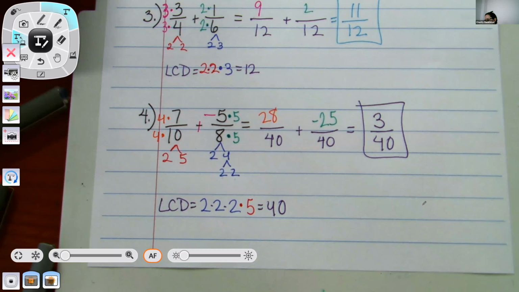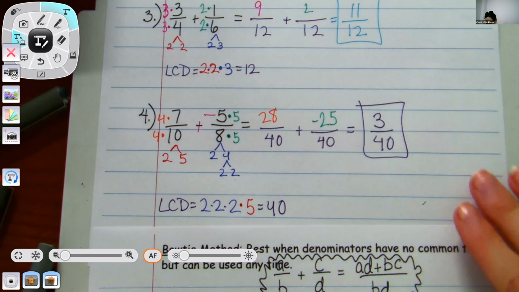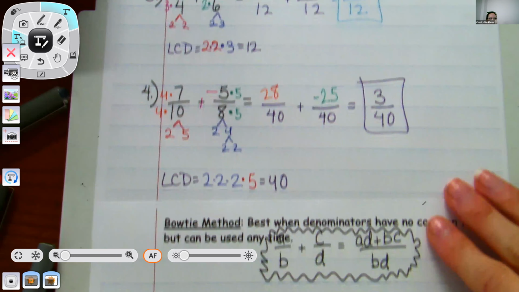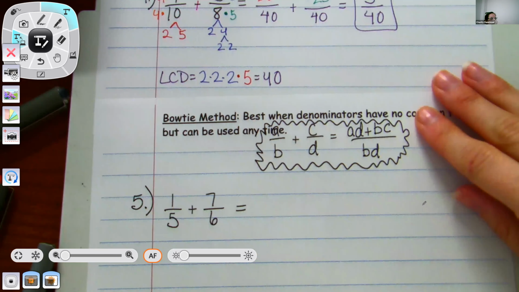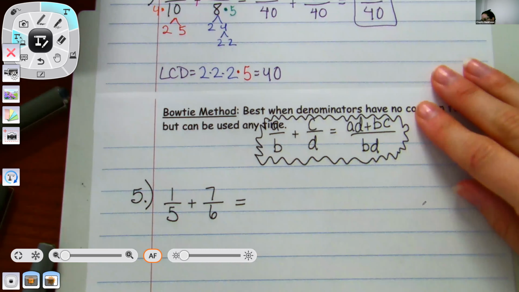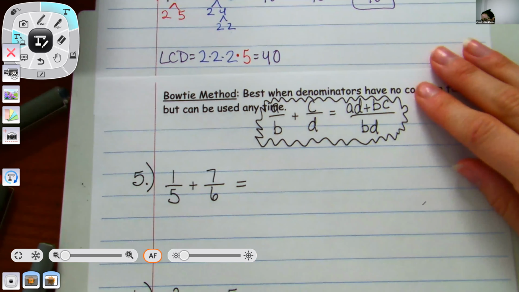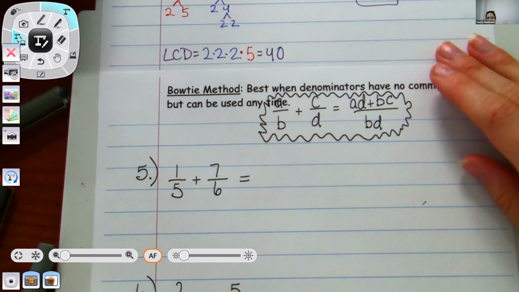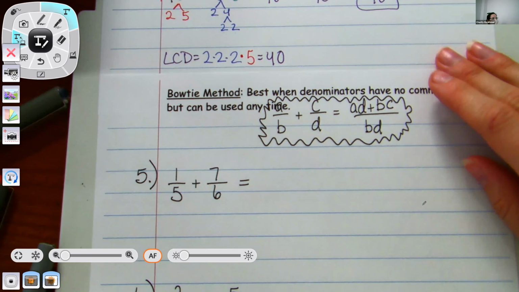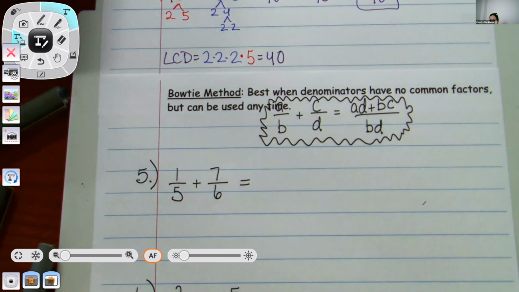All right, so I want to show you another method that I like for adding and subtracting fractions. And it's called the bow tie method. This is just another option for you. It's totally up to you to decide whether you want to use the LCD method or you want to use the bow tie method. You can use either one. Personally, I find there are some situations where one method works better than the other.